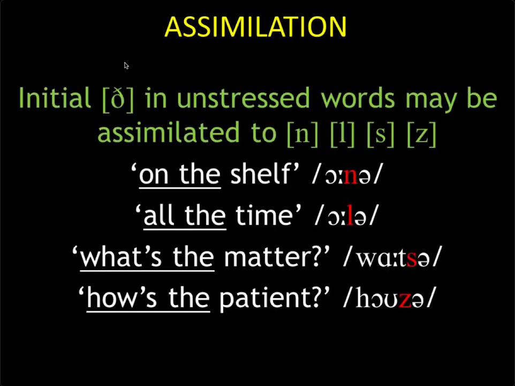Another typical assimilation is for the initial the in unstressed words to be assimilated to one of those sounds. Let's look at the examples which make more sense, right? So on the might become on a shelf. Where is it? It's on a shelf. All the might become all the time.